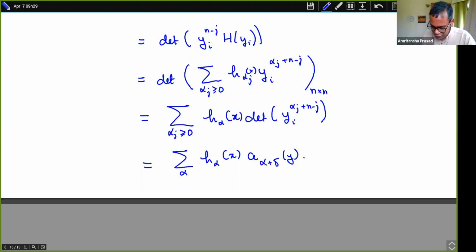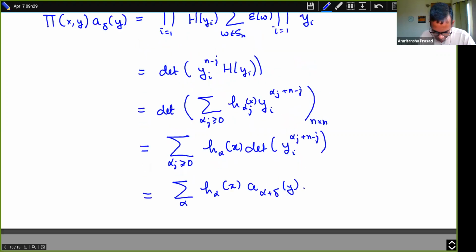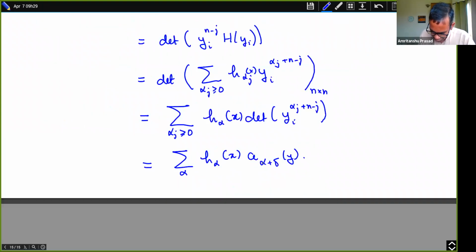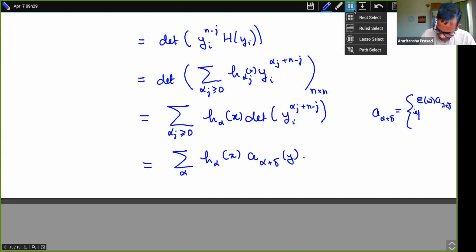So now we need to figure out what the coefficient is. Notice that we've already multiplied out by a delta. So if we want to know what this is in terms of Schur functions, we need to know what the coefficient of a lambda plus delta is for any partition lambda. So remember that a alpha plus delta is going to be either 0 or plus or minus a lambda plus delta.